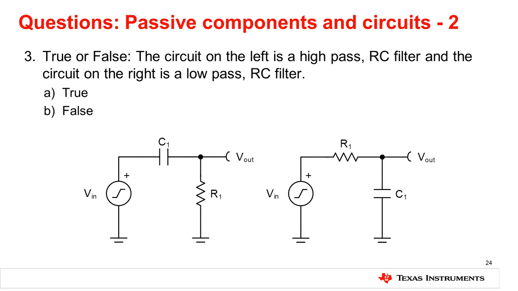Question 3, true or false? The circuit on the left is a high-pass RC filter, and the circuit on the right is a low-pass RC filter. The correct answer is true. Remember that for a high-pass filter, the current first passes through the capacitor, and then the resistor, while the opposite is true for the low-pass filter.